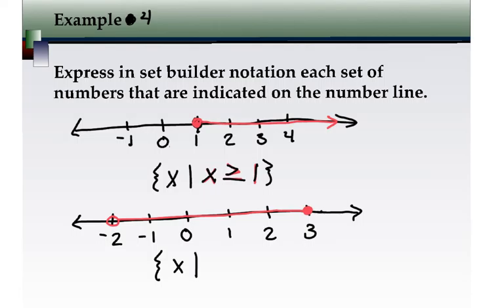So x such that. Now it's between two numbers, so let's put x between two numbers. And what we're going to start with, because of that open circle, is just a less than symbol. And then we're going to end, because of the filled in circle on 3, with a less than or equal to symbol. Now write your numbers, -2 and 3, and we're done.